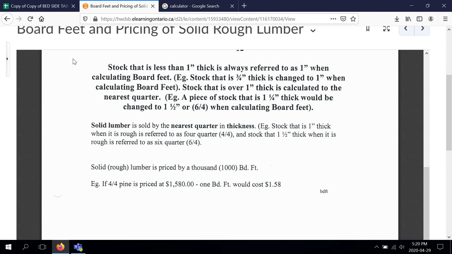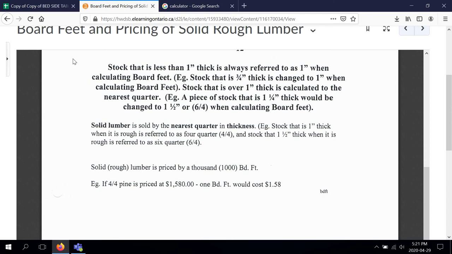It says stock that is less than 1 inch thick is always referred to as 1 inch when calculating board feet. Example, stock that is 3/4 thick is changed to 1 inch when calculating board feet. So that means that when you see 3/4 under the column of thickness, it must be changed to 1 inch because 3/4 is the finished thickness that's already been jointed and planed.